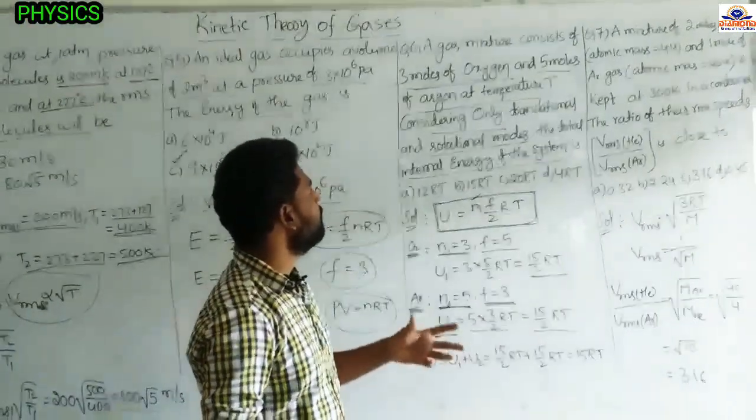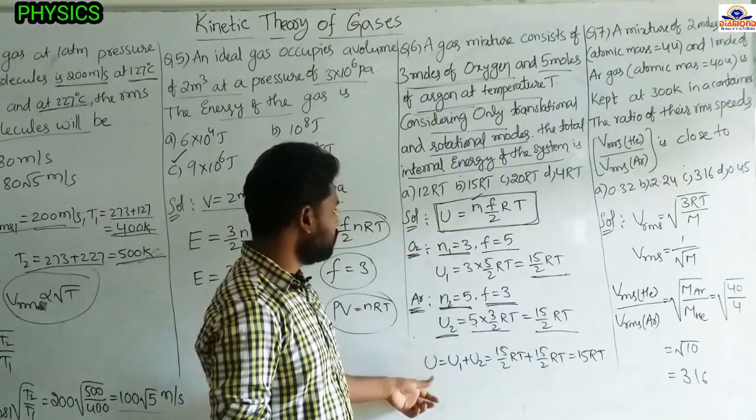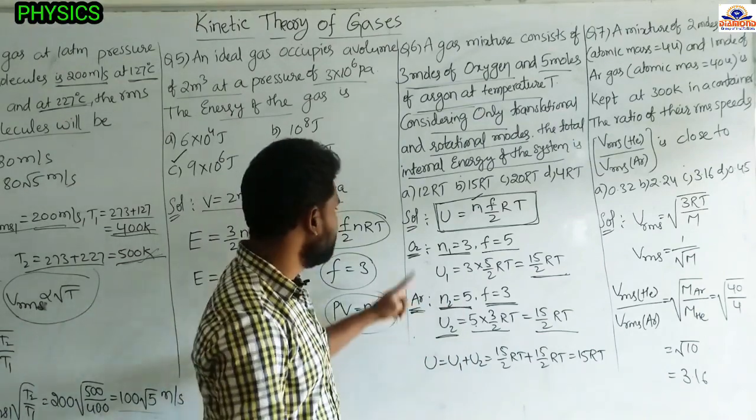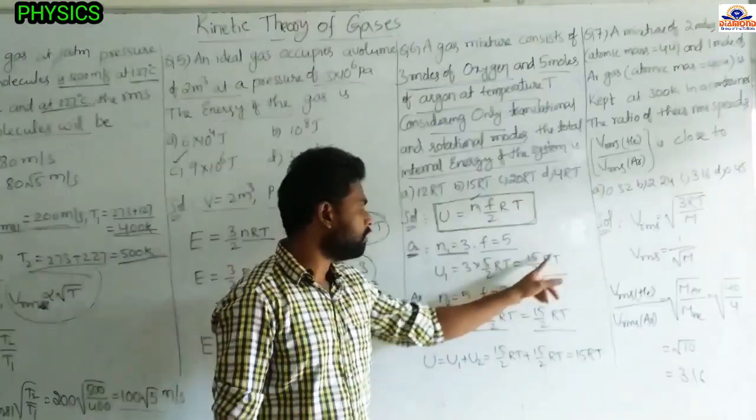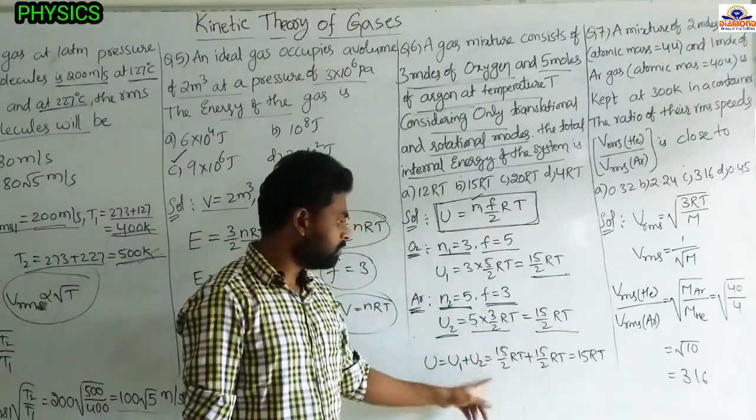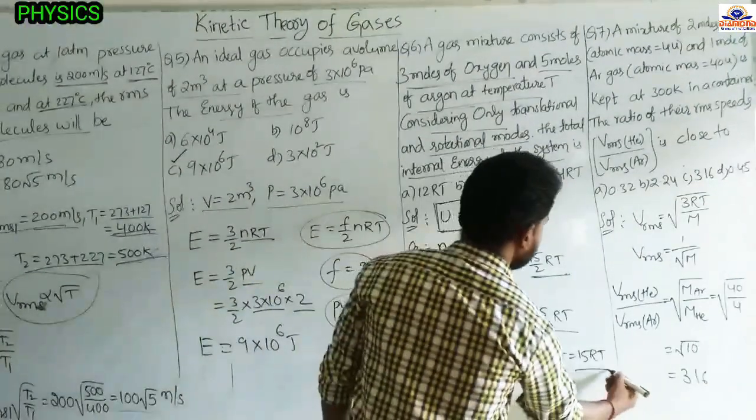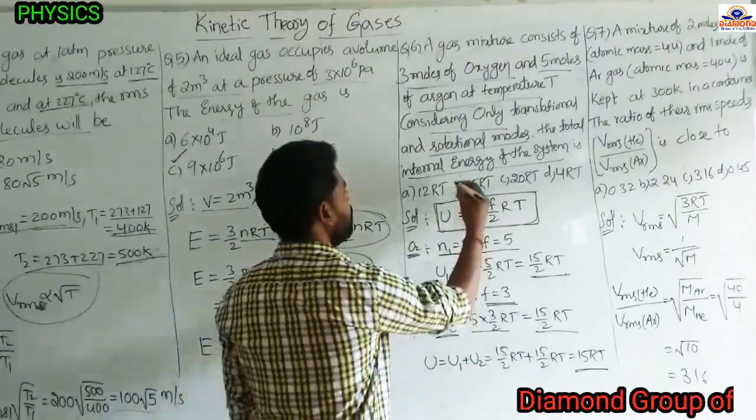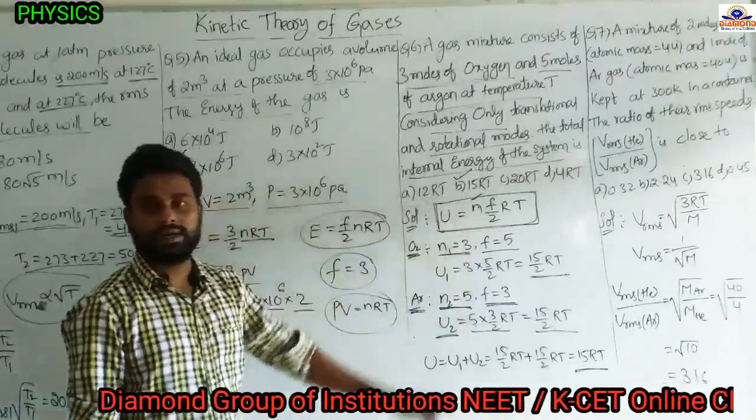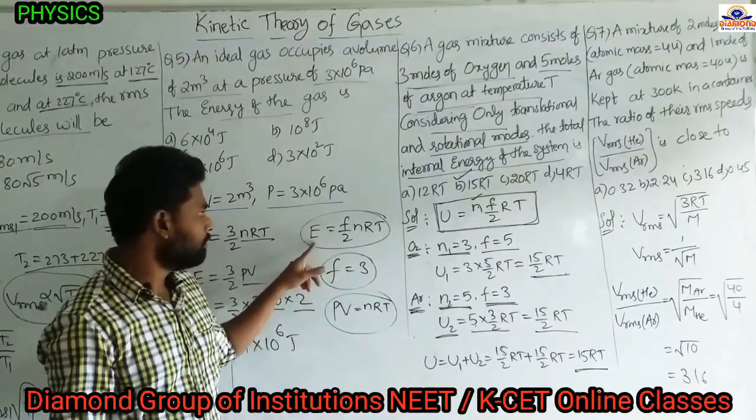Okay. So then the total internal energy of the system is the internal energy of the oxygen plus internal energy of the argon. So internal energy of the oxygen is 15 by 2 RT and internal energy of the argon also 15 by 2 RT. So 15 by 2 RT plus 15 by 2 RT equal to 15 RT. So the total internal energy of the system is 15 RT. B option is the right answer. Very easy question, but remember the internal energy formula U here, and energy of the gas also, remember this formula.